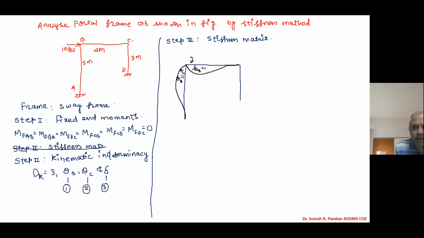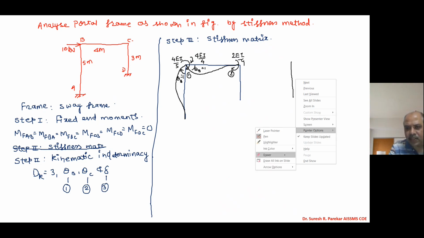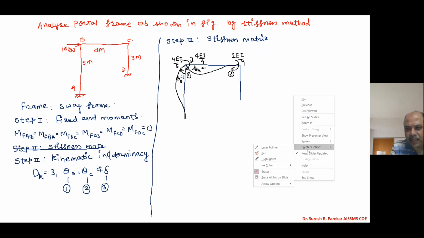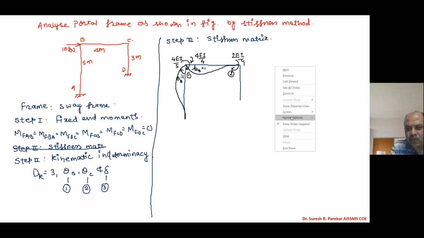And then we have this as moment 4 EI by 4, and here we have 4 EI by 5. Then here we will have 2 EI by 4. So this is displacement number 1, this is displacement number 2, and delta we have as displacement number 3. In this we have to add reactions, that is the reaction at B and the reaction at C, and therefore we have to show the moment separately.